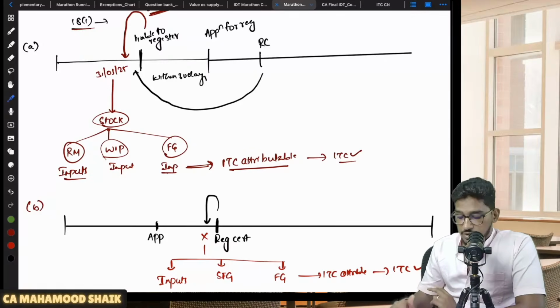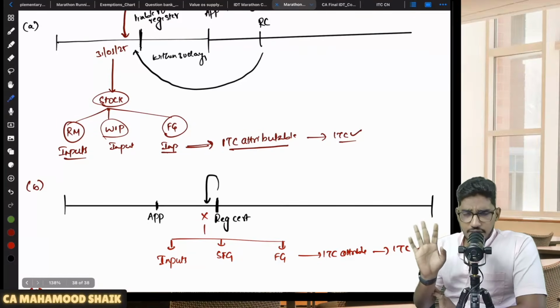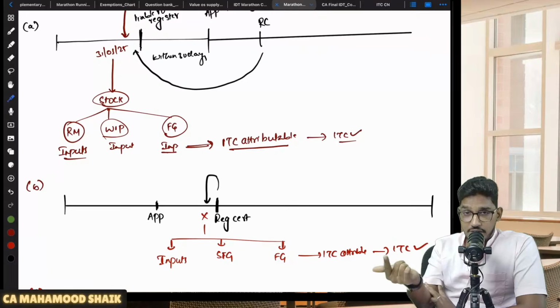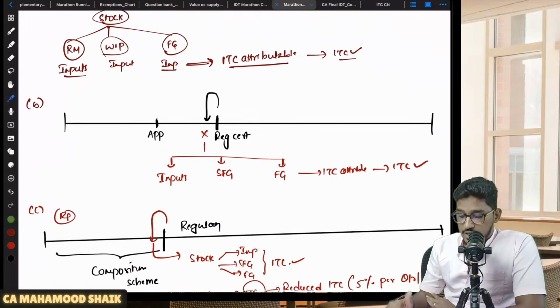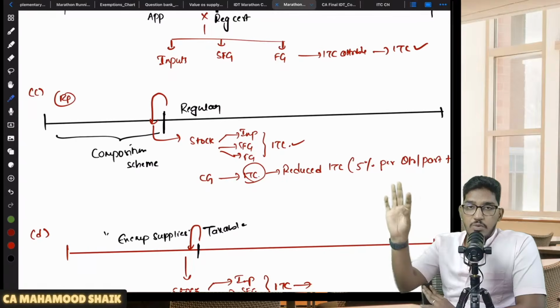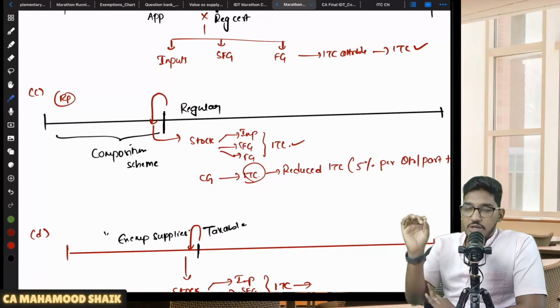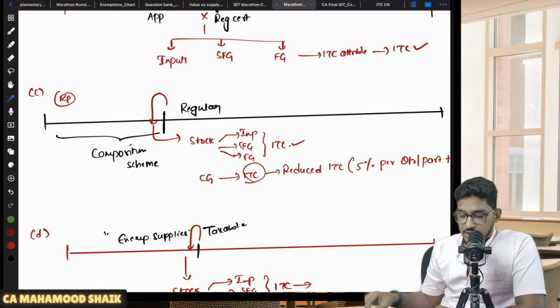Section 18 subsection 1 clause B talks about a person who is not liable for registration but submits an application for voluntary registration. Thereafter, you got your registration certificate. One day before the effective date of registration, whatever inputs you hold in the form of stock, semi-finished goods, or finished goods, on that you can avail ITC.